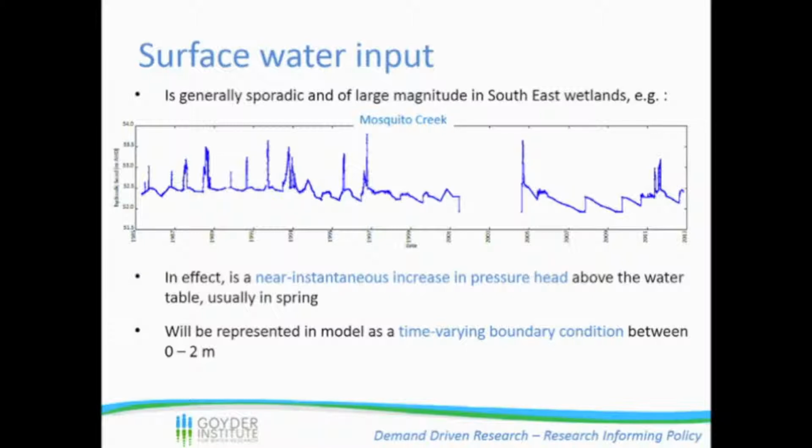What this graph shows is the hydraulic head stage in Mosquito Creek, the inflow to Bull Lagoon. And there you can see that when there is runoff into the wetland, it typically happens at the end of winter, early spring. It's fairly brief. So as a first approximation, the way we can include this surface runoff into wetlands is to simply assume that every year at the end of spring, we top them up with a little bit of water.